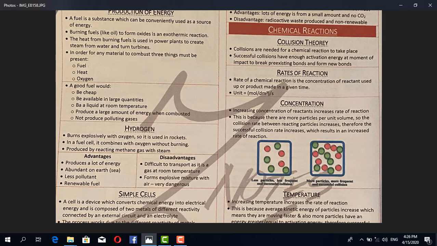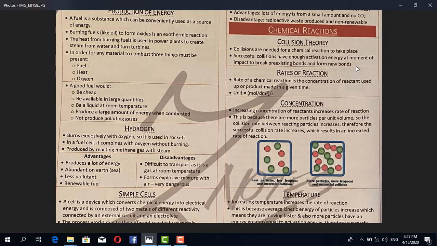The chemical reaction. We've got the collision theory, and then we will go through the rate of reaction. The collision theory is all about the collisions needed for a chemical reaction to take place, and successful collisions have enough activation energy at the moment of impact to break pre-existing bonds and form new bonds. It's more likely as the particles move and collide with each other: the more kinetic energy you have, the more collisions you will have.